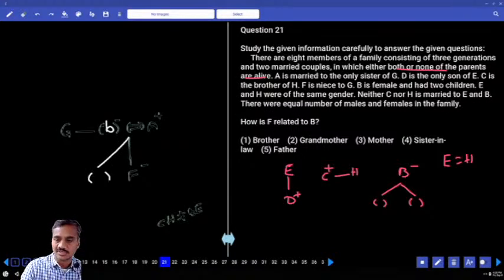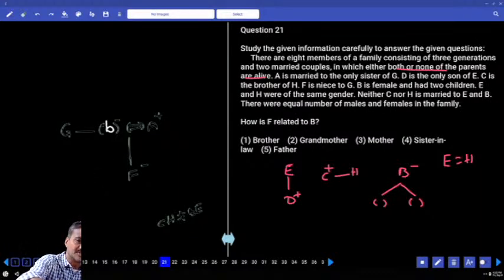Next, what about E? E is the parent of D. Is that possible in this case? Then you need to take E here, and D must be here. But C is the brother of H, hence this case is not possible at all. That means B at this place is not possible.